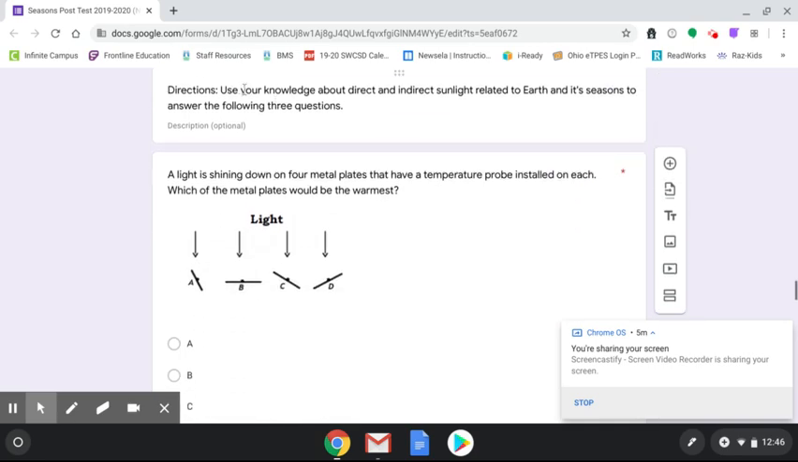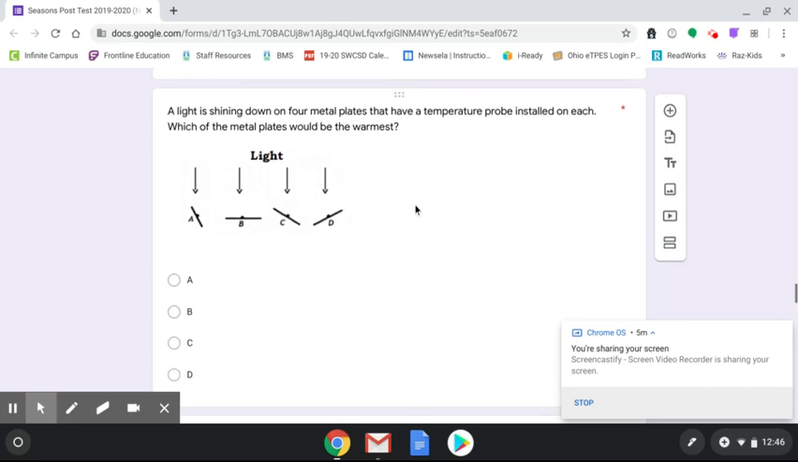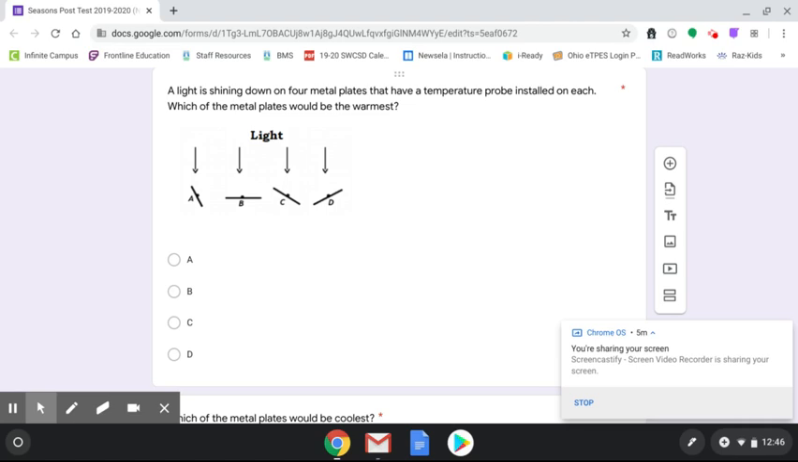For this next part, you are going to use your knowledge about direct and indirect sunlight related to the Earth and its seasons to answer the following 3 questions. A light is shining down on 4 metal plates that have a temperature probe installed on each. Which of the metal plates would be the warmest? So observe this graph. Which of these metal plates is the warmest? Is it A, B, C, or D?